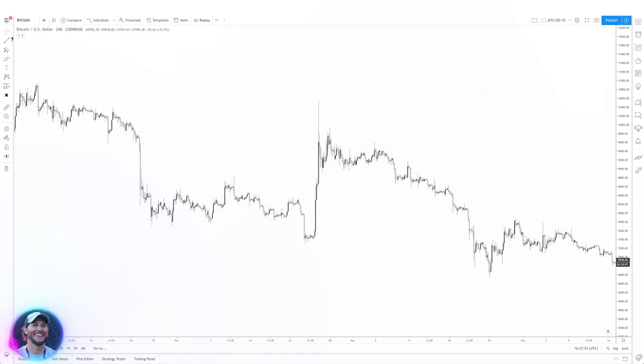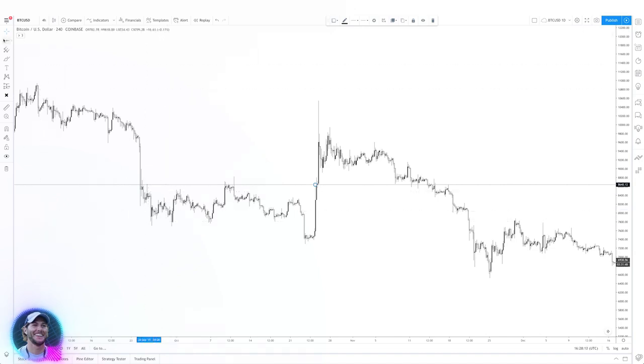So let's get our horizontal line tool, and let's try to mark off our supply zone where we think the sellers are. Well, this is a nice wick showing us that price was rejected here and pushed back down. So let's start right here.